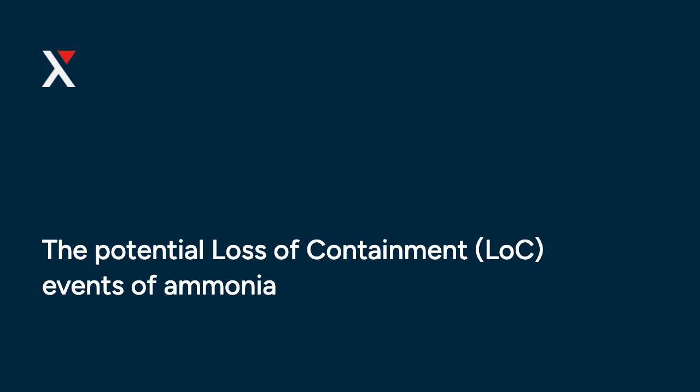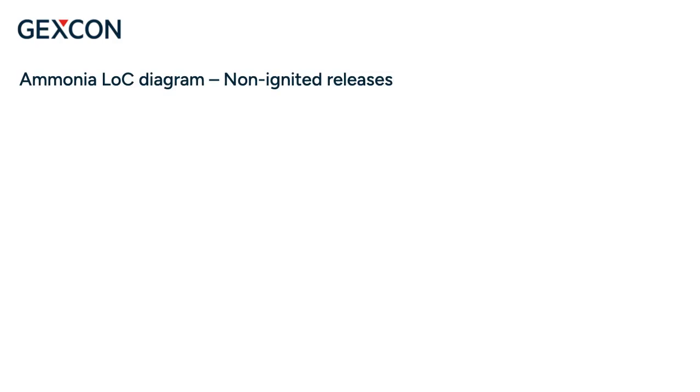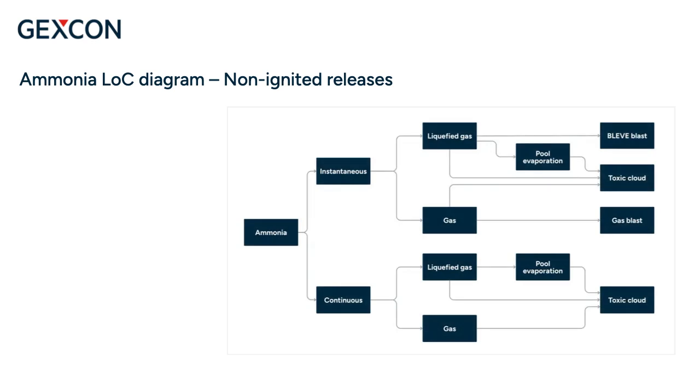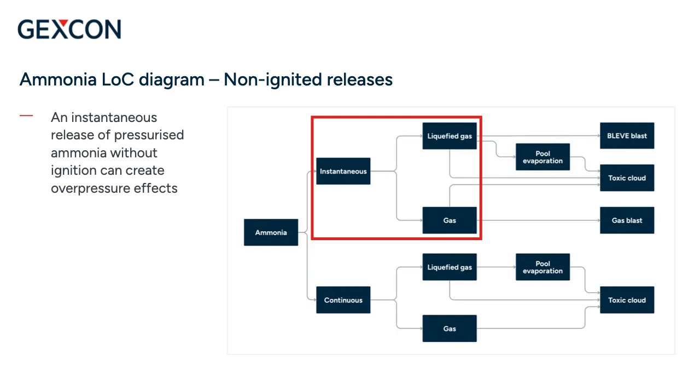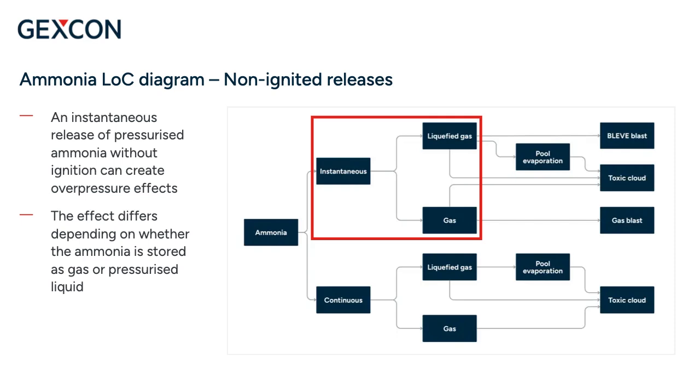Now that we understand ammonia hazards, let's break down the potential events that can occur during a catastrophic rupture or a continuous leak of ammonia. To help clarify this, I created a loss of containment diagram specifically for ammonia applications, which you can see here on the screen. Let me guide you through it step by step. If ammonia is released instantaneously as a pressurized gas or pressurized liquefied gas and does not ignite, the rupture will cause an overpressure effect. However, the mechanism will slightly differ depending on state of the ammonia.